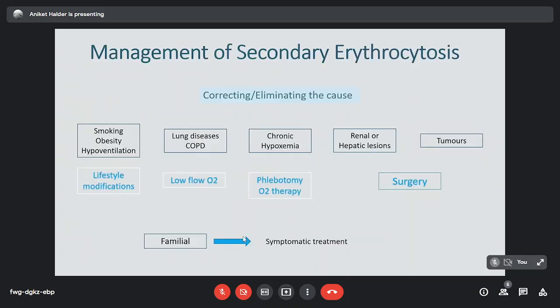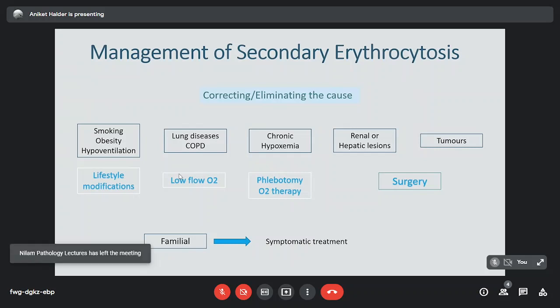So, coming to the management of secondary erythrocytosis, the mainstay of treatment of patients with secondary erythrocytosis is correcting or eliminating the cause. In cases of chronic hypoxemia related erythrocytosis, the patients should be given low flow oxygen. Patients with lung diseases or COPD should be given low flow oxygen with corrective therapies.